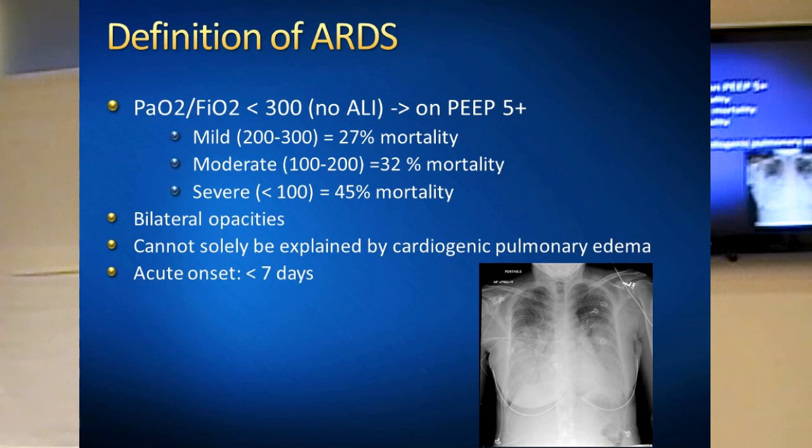So P to F, the P is this PaO2, which is a measurement off of your blood gas. And your FiO2, that's the dialed in amount of oxygen that the patient is getting. Okay? And so when you take your PaO2 and divide it by your FiO2, you get these ratios. And normally, when you're breathing room air right now, what is your P to F ratio? 400? Yeah, 400 to 500, okay?